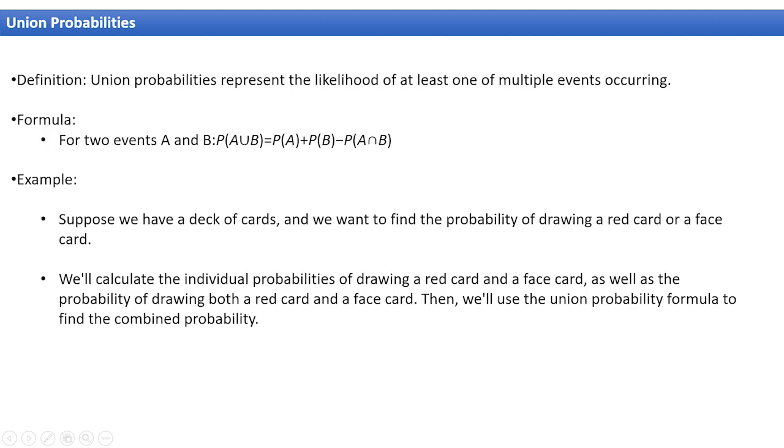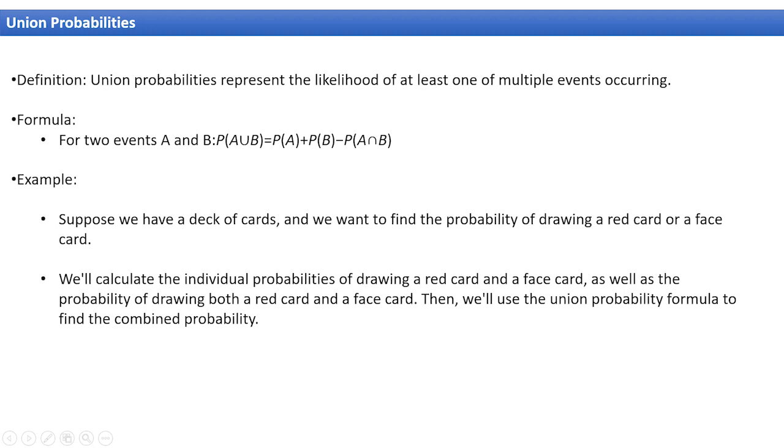Next, let's talk about union probabilities. Intersection probabilities help us understand the likelihood of two events occurring simultaneously. Consider the probability of getting heads on both coins when flipping two coins. This is an example of intersection probability. We are interested in the likelihood of both events happening together, which is crucial for understanding the joint probabilities of related events.